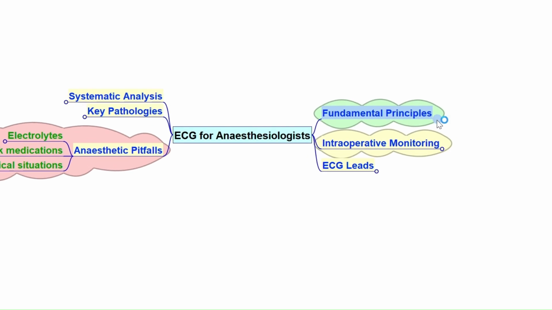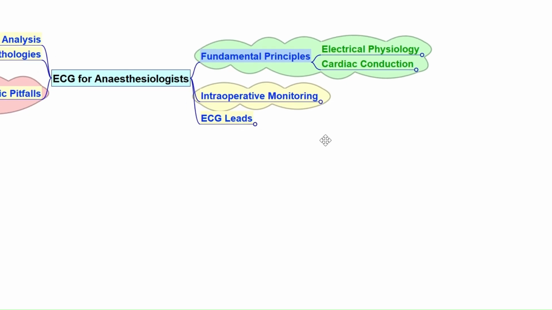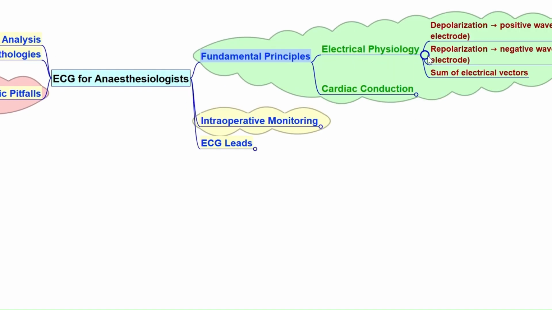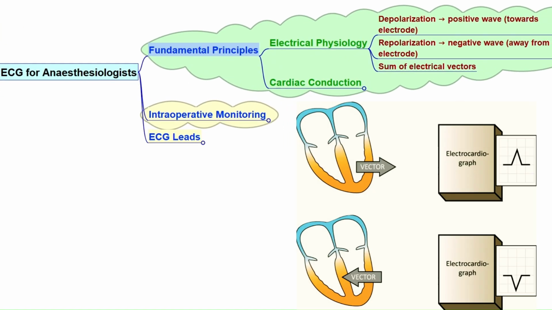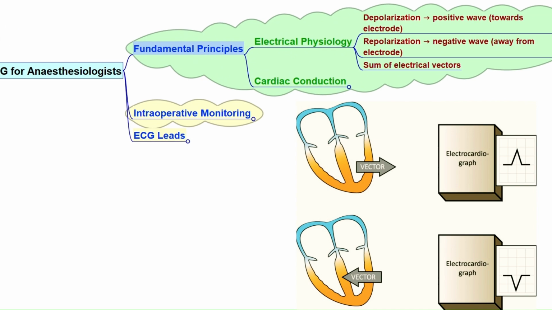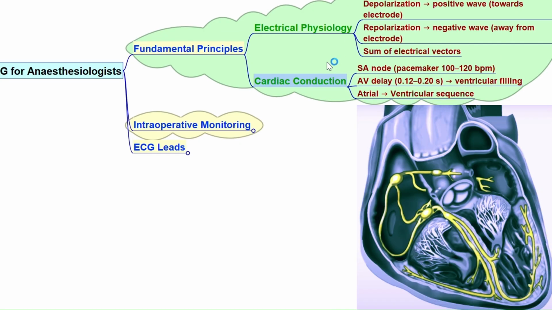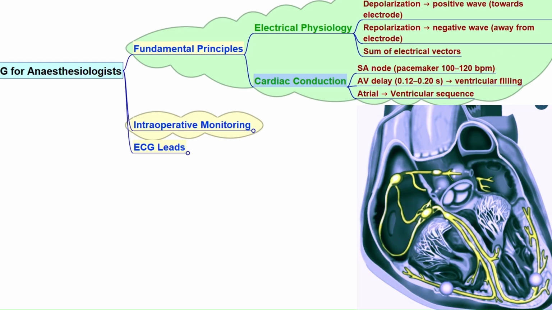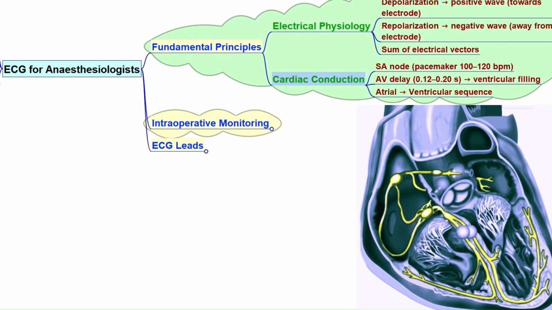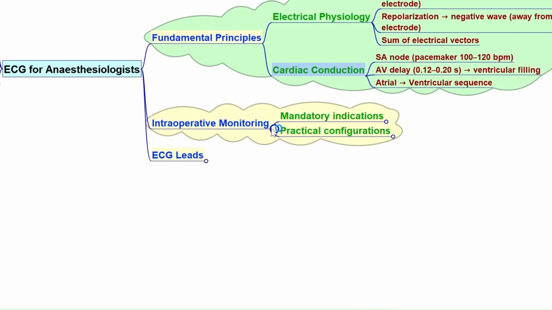The ECG shows the heart's electrical activity. Depolarization moving toward the electrode makes a positive wave. Repolarization moving away makes a negative wave. What we see in the ECG is the sum of these electrical waves. Conduction starts at the sinus node, AV node, His bundle, and Purkinje network.